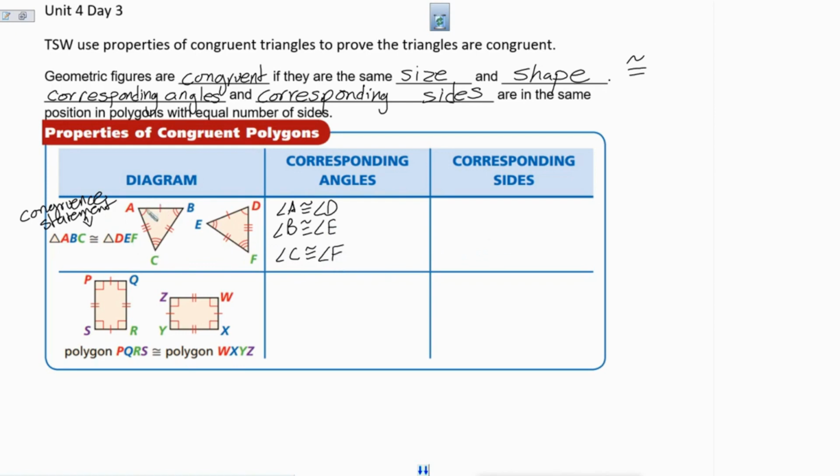Then if you look at your sides, you want the ones that have one tick mark, and then you need to name them by your corners. So segment AB is congruent to segment DE. And yes, order matters on this one because angle A was congruent to angle D and angle B was congruent to angle E.